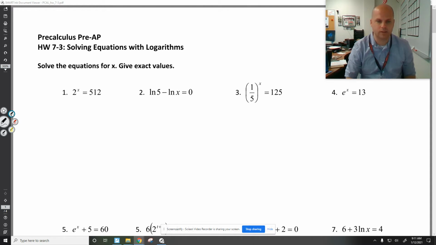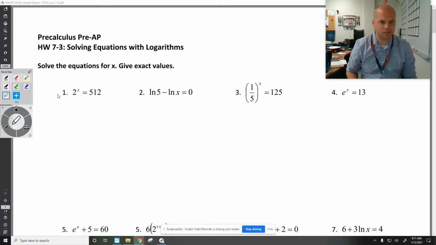Now we're getting into the good stuff. Some of these equations are easy. Some of these equations are hard. I don't really know exactly where to start to remind you of things, so I'm just gonna start getting into the problems.